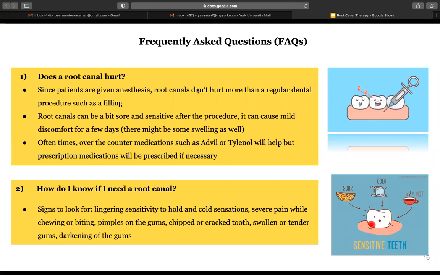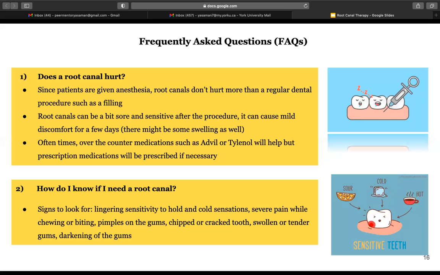And root canals can be a bit sore and sensitive after the procedure, just like all the other procedures. It can cause mild discomfort and some swelling for just a few days. It should not be for a long time, just a few days after your procedure. And oftentimes, some over-the-counter medications can help, such as Advil and Tylenol. But if you need anything other than that, the dentist might prescribe you other medications as well.